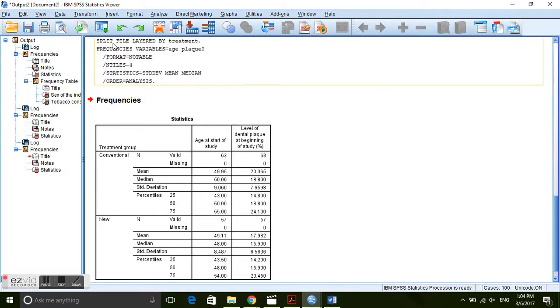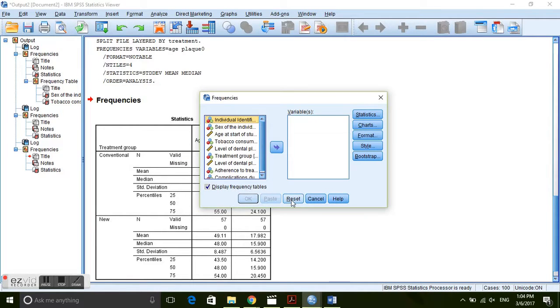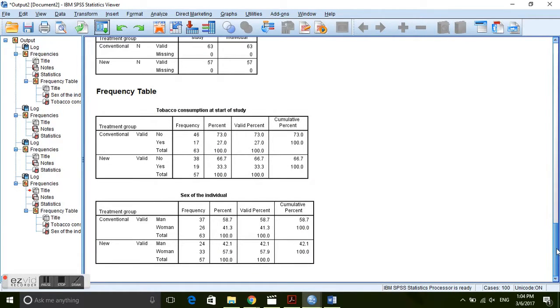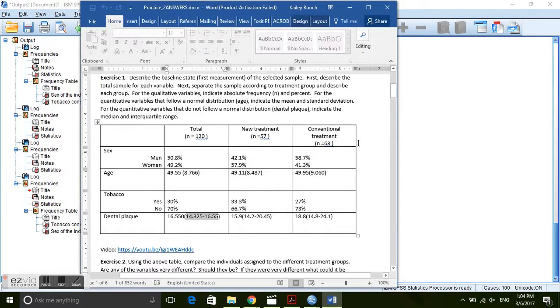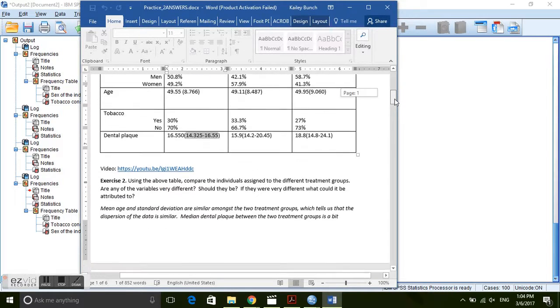And then we can do the same for the categorical variables. Go back to frequencies, we can reset, and we can choose tobacco consumption and sex, and display frequency tables, okay. And then we have tobacco consumption by treatment group and sex by treatment group. So that is how we can fill in the whole table.